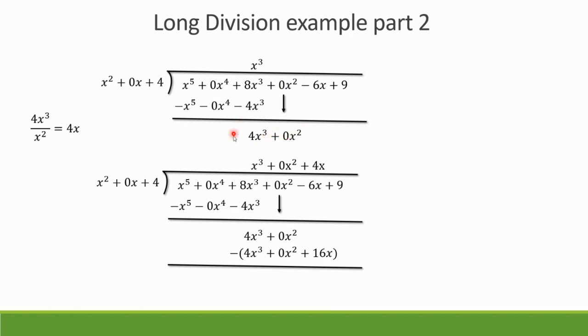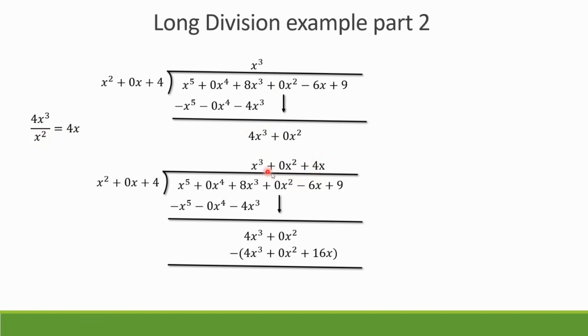So now we repeat the process, because the degree of the difference is bigger than or equal to the degree of the divisor. So this is degree 3, this is degree 2, so we have to repeat the process. So we do 4x cubed over x squared. That gives us 4x. The 4x we put over the like term, which in this case is minus 6x. I use 0x squared as a placeholder. Okay, that's what I did.